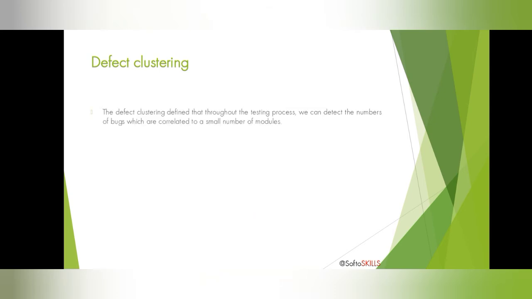Defect clustering. Defect clustering means that throughout the testing process, we can detect that the majority of bugs are correlated to a small number of modules. We have various reasons for this, such as the module could be complicated, the code may be complex, and so on.